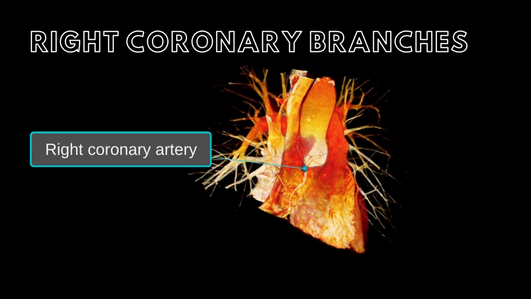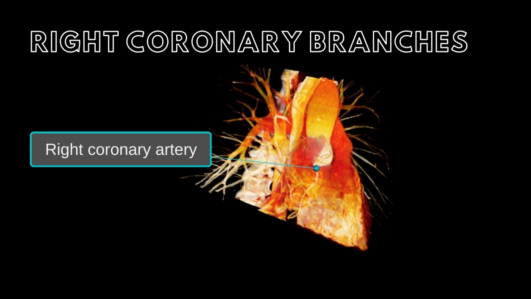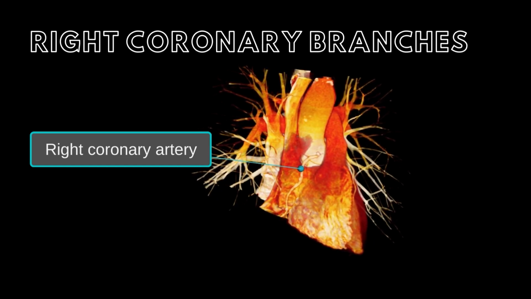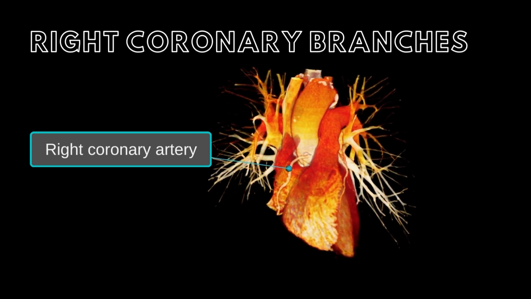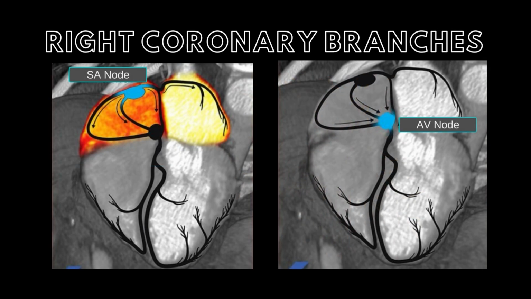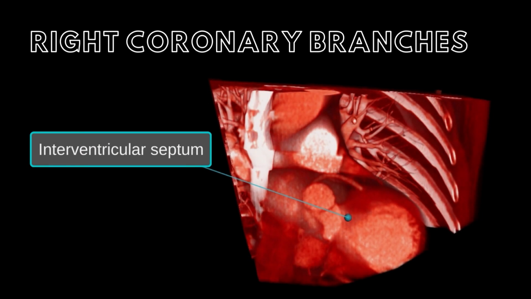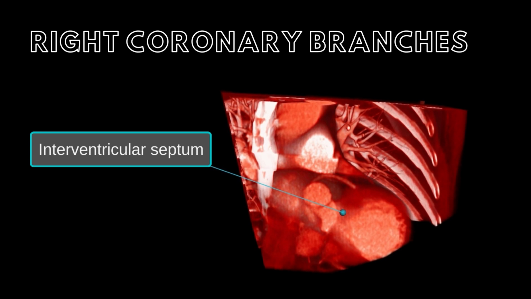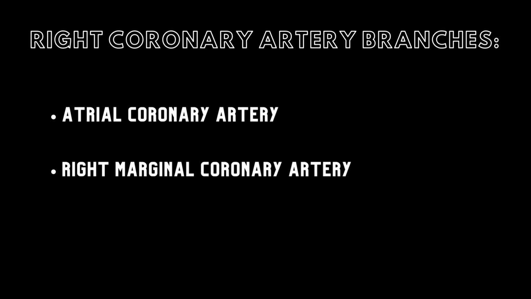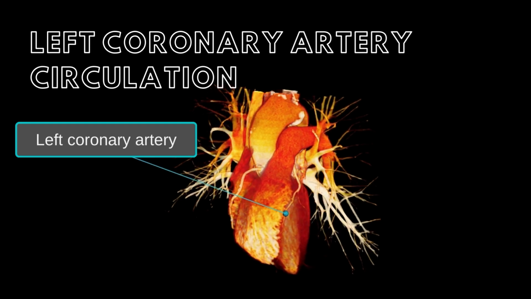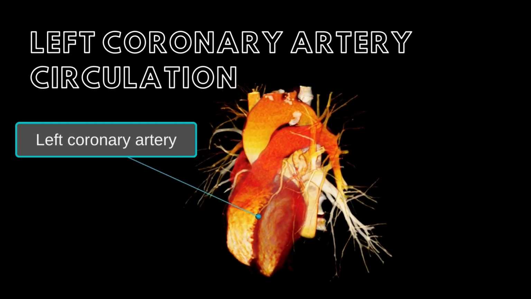The right coronary artery branches off of the ascending aorta at the right aortic sinus. Typically, the right coronary artery supplies blood to the right atrium, most of the right ventricle, the diaphragmatic surface of the left ventricle, the sinoatrial and atrioventricular nodes, and the posterior 1/3 of the intraventricular septum. The branches of the right coronary artery are the atrial coronary artery, right marginal coronary artery, and the posterior intraventricular coronary artery.